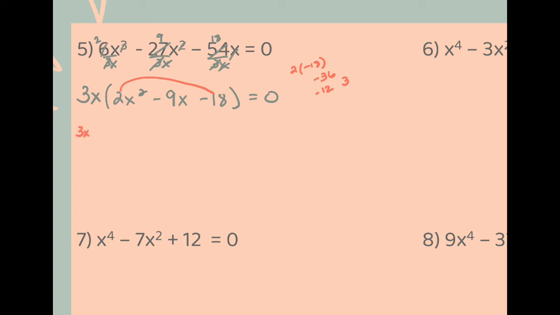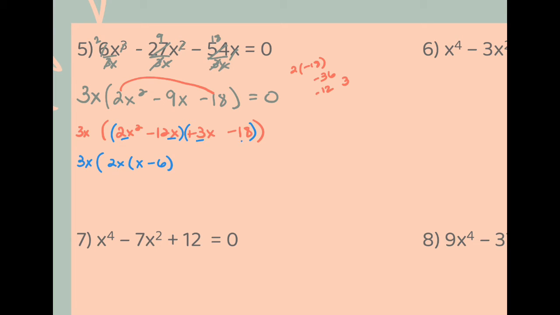That 3x is going to stay on the front, but then in parentheses, I'm going to replace my middle term with negative 12x and positive 3x. And then I'm going to factor by grouping what's inside the parentheses. That 3x is still on the front, and I don't want to forget about it because I need it at the end. From that first set of parentheses, I can take out a 2x, and I get x minus 6.